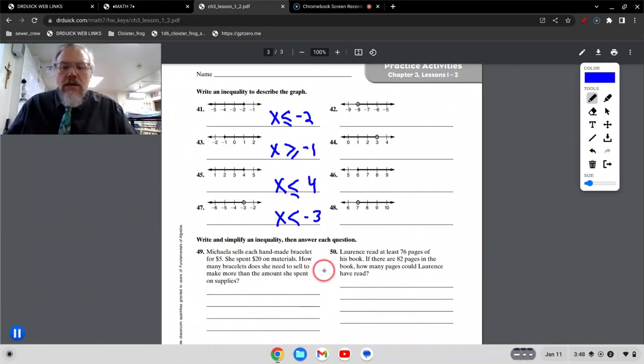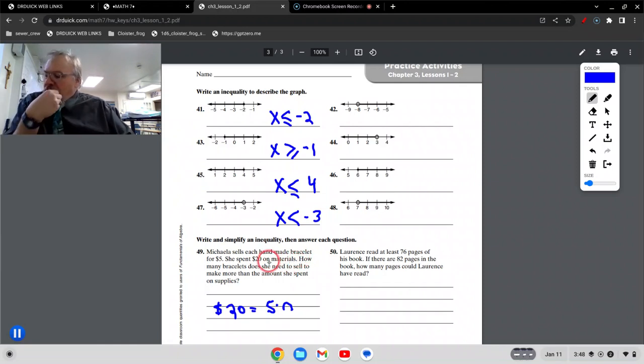Now let's talk about Michaela. She sells each handmade bracelet for $5. She spends $20 on material. How many bracelets does she need to sell to make more than the amount she spent on supplies? So we can say $20. And we know how many she sells? Well, we don't know. We're trying to figure that out. But she knows that every one costs $5. So it goes 5 times N, right?